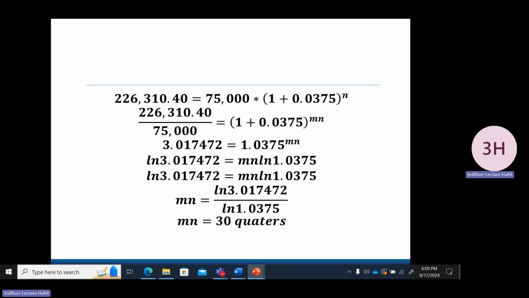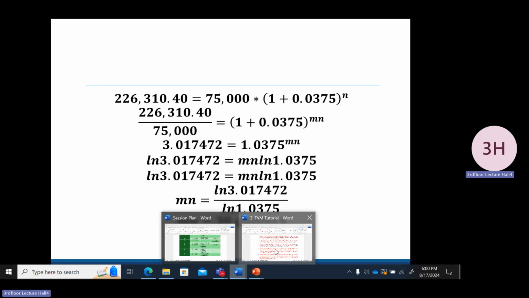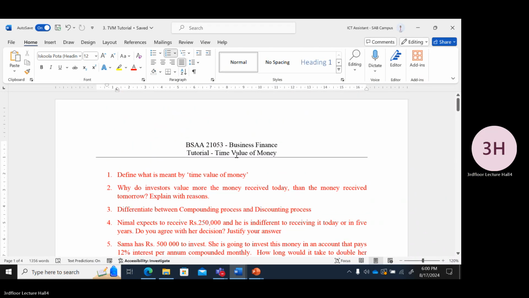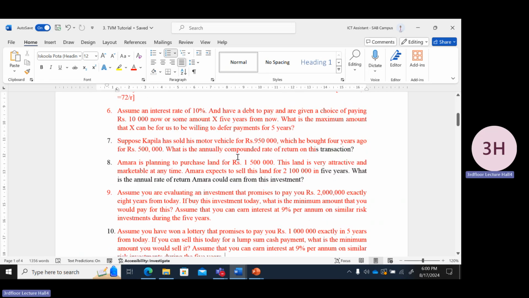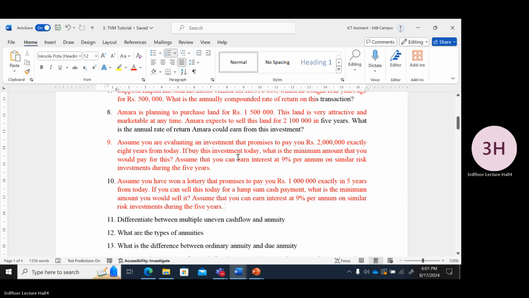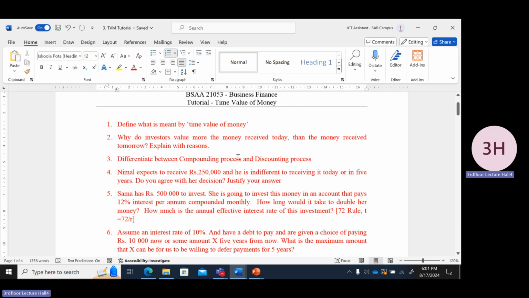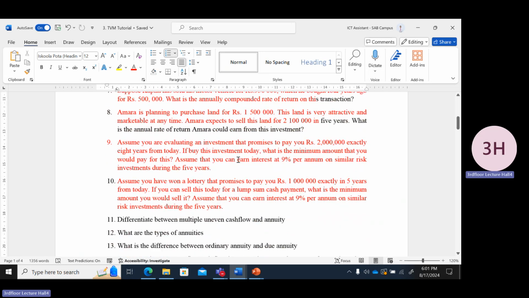So this is a very simple calculation for the exam. Also, if you look at your tutorial, you can see there is a tutorial uploaded to the LMS. In this tutorial, up to question number 10, you can do it. Please do that.